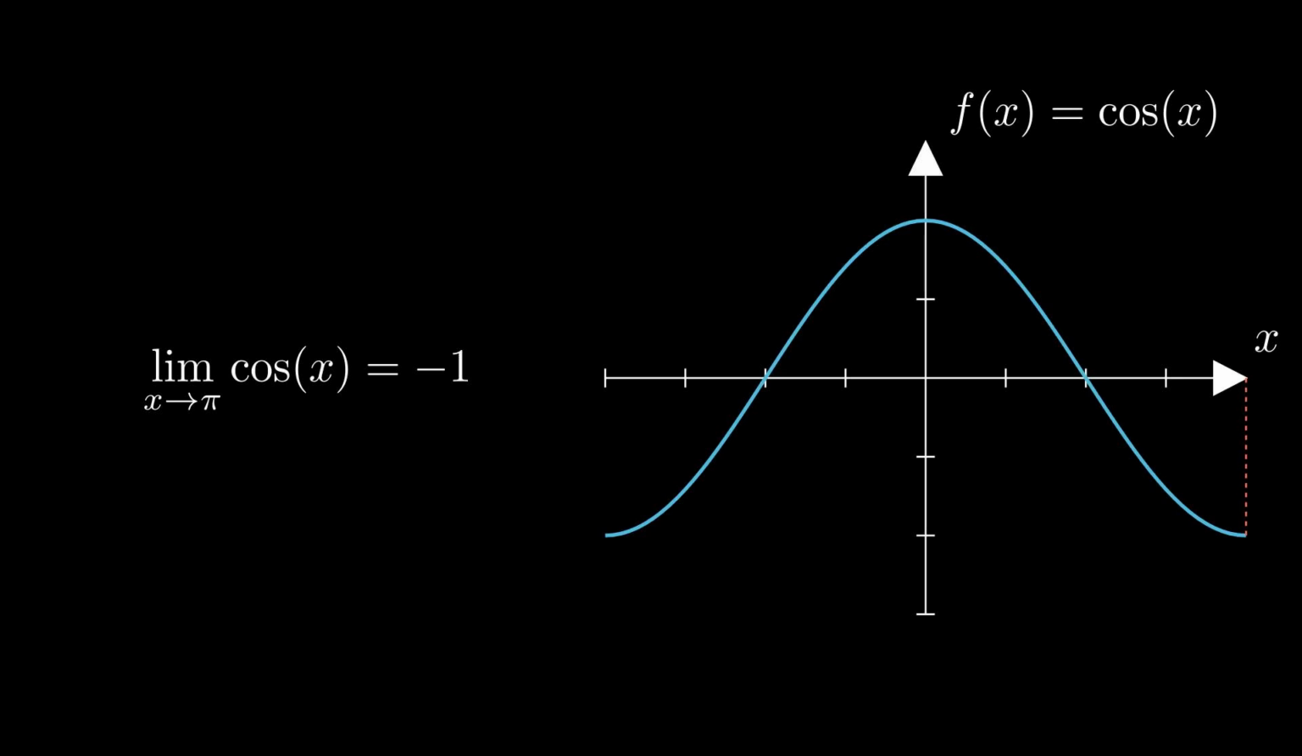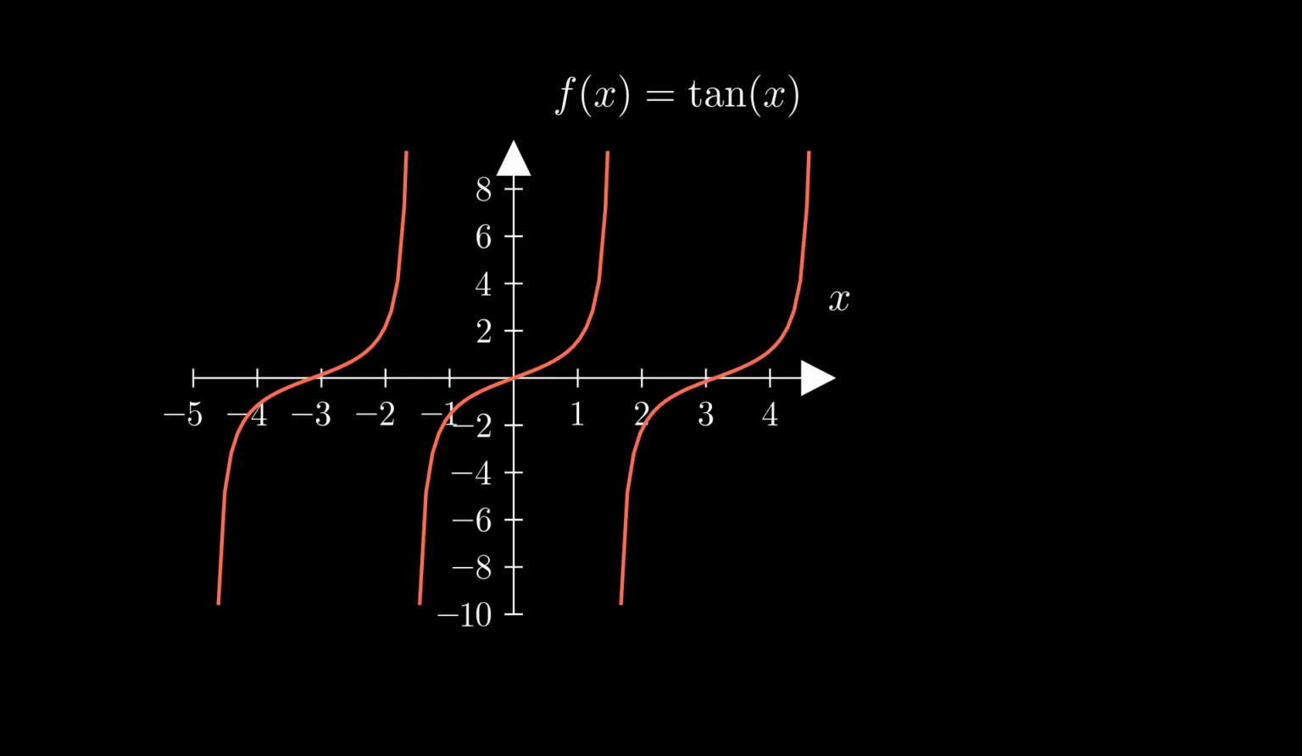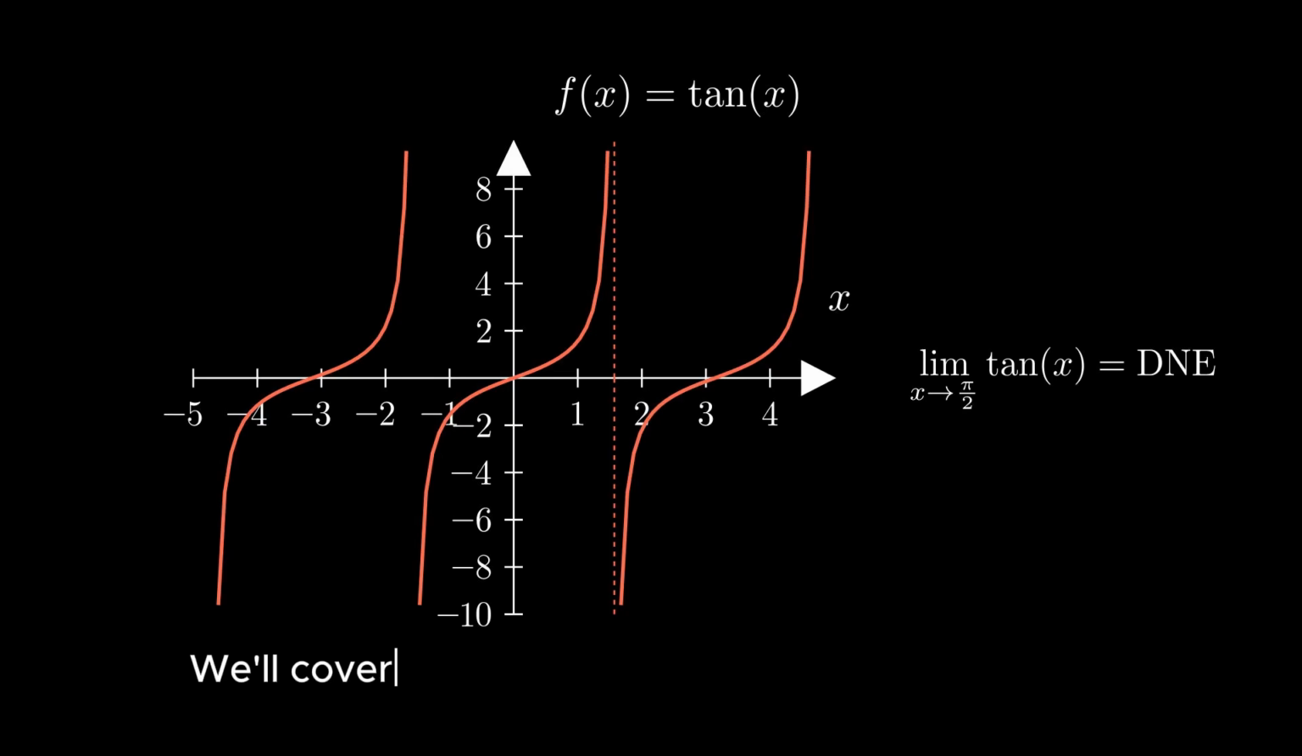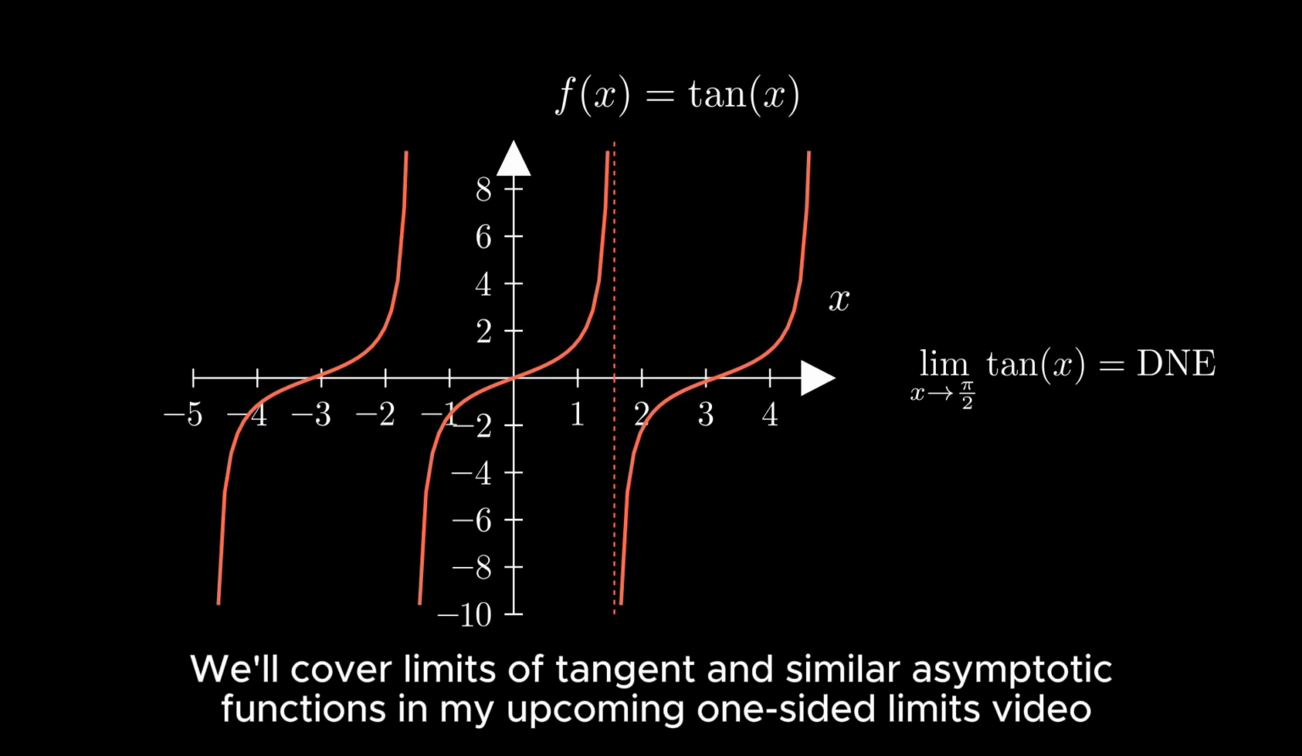But now let's talk about functions like tangent, cotangent, secant, and cosecant. These functions are a little bit trickier because they have asymptotes, places where the function shoots off to infinity or negative infinity. For instance, take the limit of tangent of x as x approaches pi over 2. If you try plugging in pi over 2, you'll notice that it isn't defined, and that's because it has an asymptote at pi over 2. So the two-way limit literally doesn't exist.